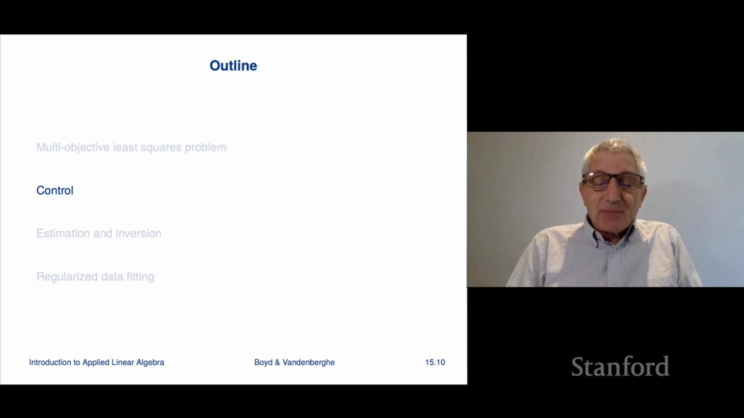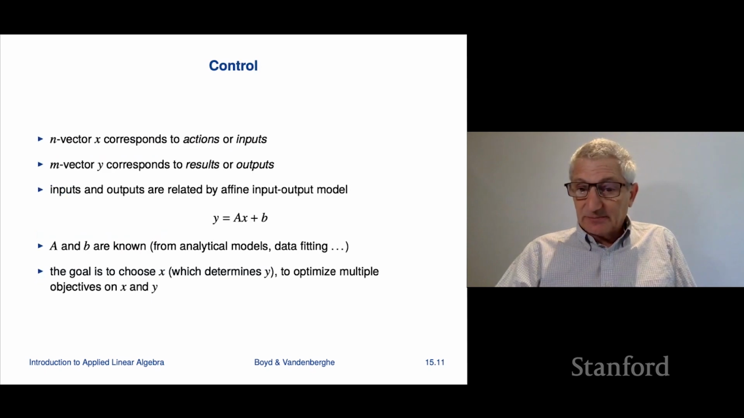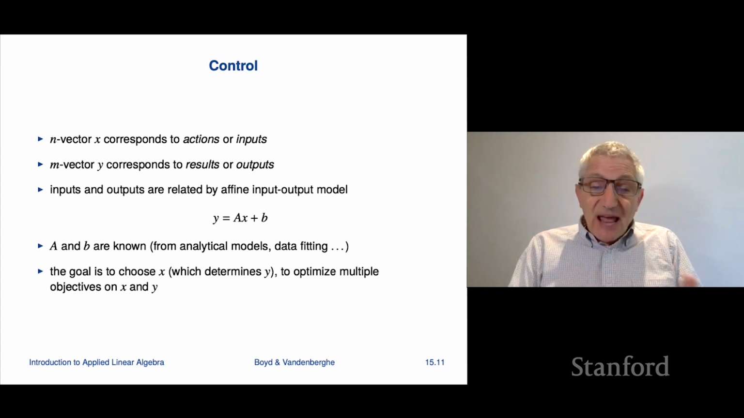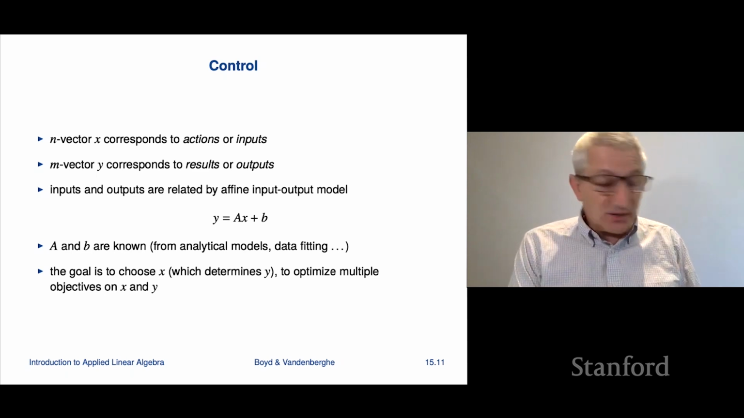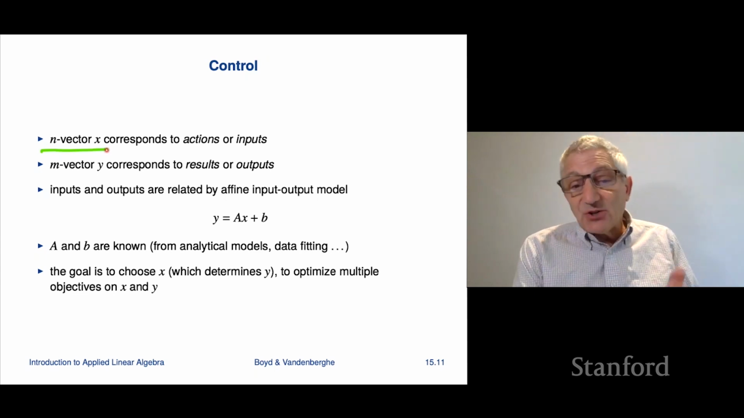We're now going to look at applications of multi-objective least squares to the general area of control. A general way to say what control is: you choose an action or an input to achieve some desired output or result. So let's see how that looks. We'll have an n-vector x that's going to correspond to our actions or inputs.